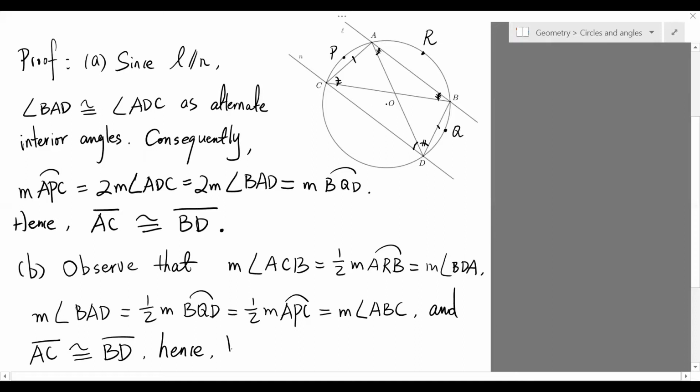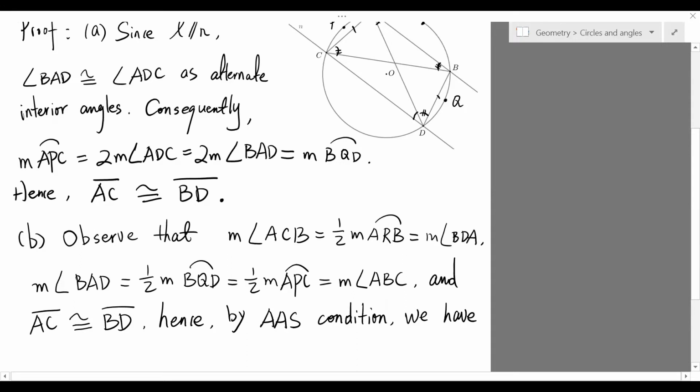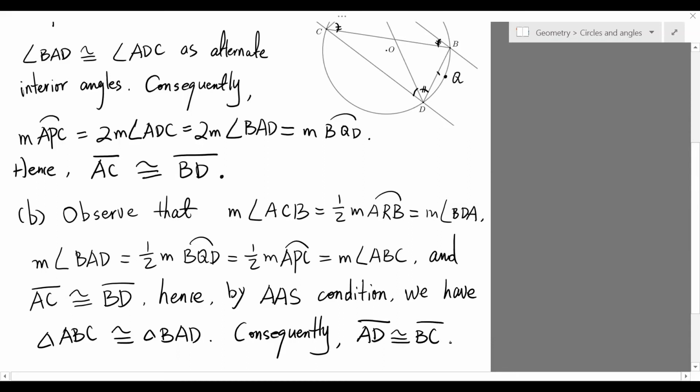Hence, by the angle-angle-side condition, we have the congruence between the triangle ABC and the triangle BAD. Consequently, we have the corresponding sides AD and BC being congruent to each other. And that is the proof that we want to complete.